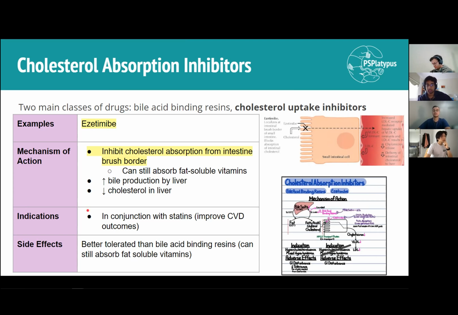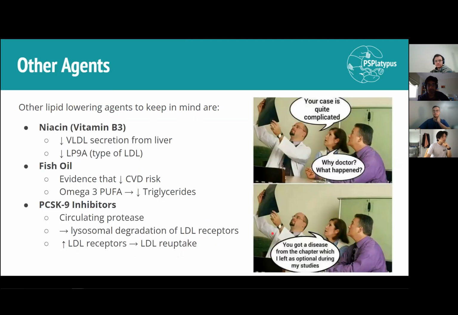Side effects wise, it's actually better tolerated than bile acid binding resins because, as I said before, it can still allow for the absorption of fat-soluble vitamins and therefore not cause problems that we saw before, like bloating and abdominal discomfort, because the fat is still being digested, only the cholesterol isn't.